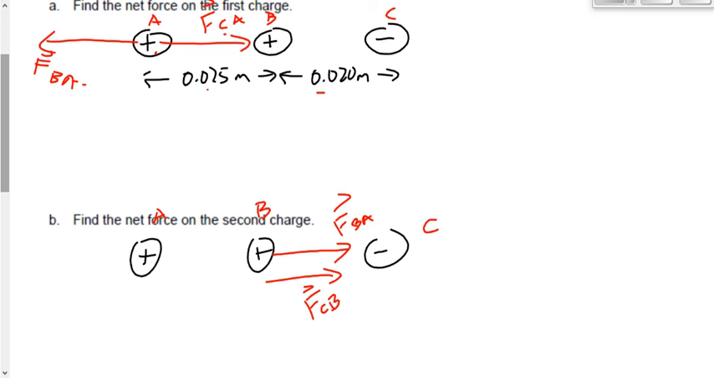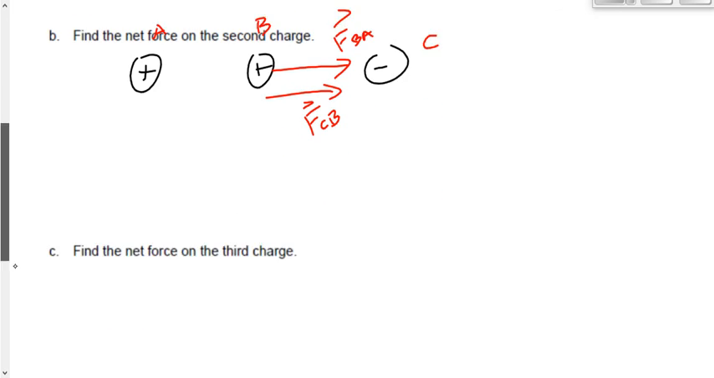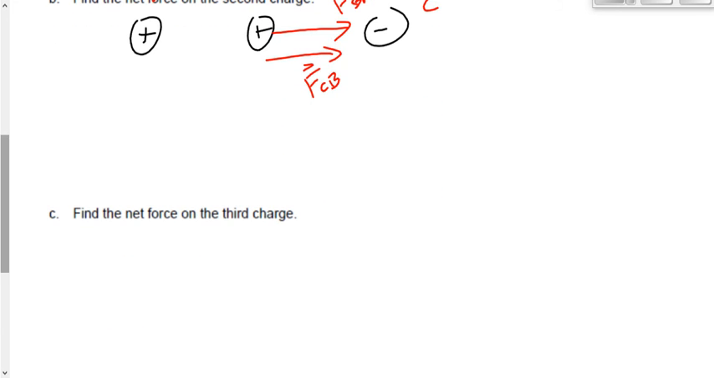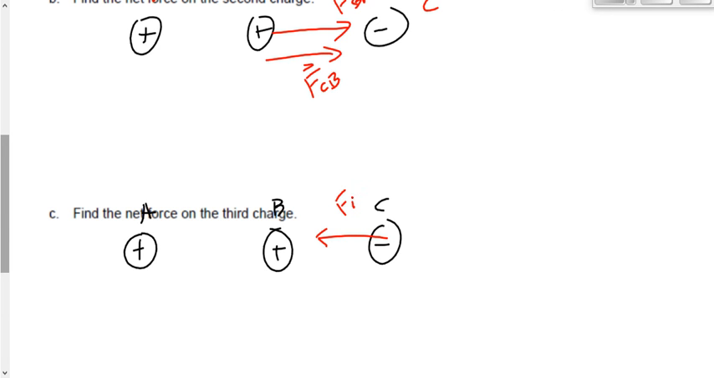And then finally, we take a look at C. Once again, we've got positive, positive, and negative. We're trying to find the force on C. Let's look at A first. Are A and C attractive or repulsive here? William, A and C attractive or repulsive? Yeah, because they're opposite charges. So C is going to be pulled towards A. I'll call that FAC.